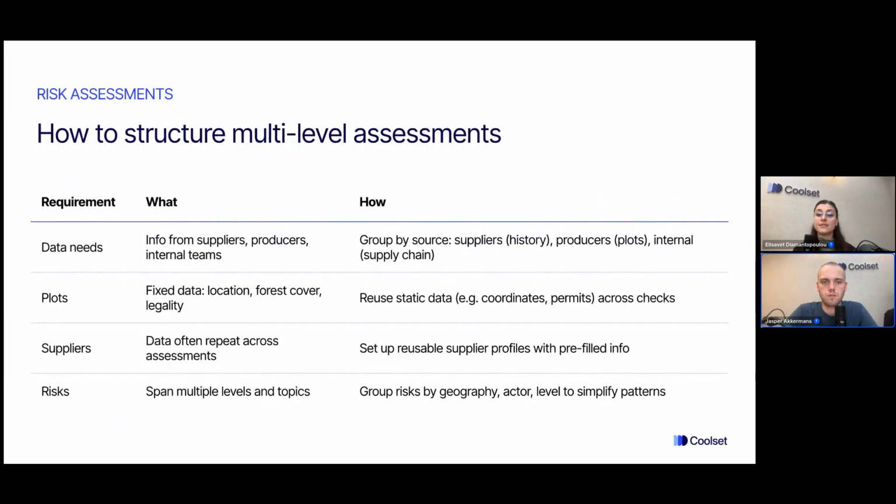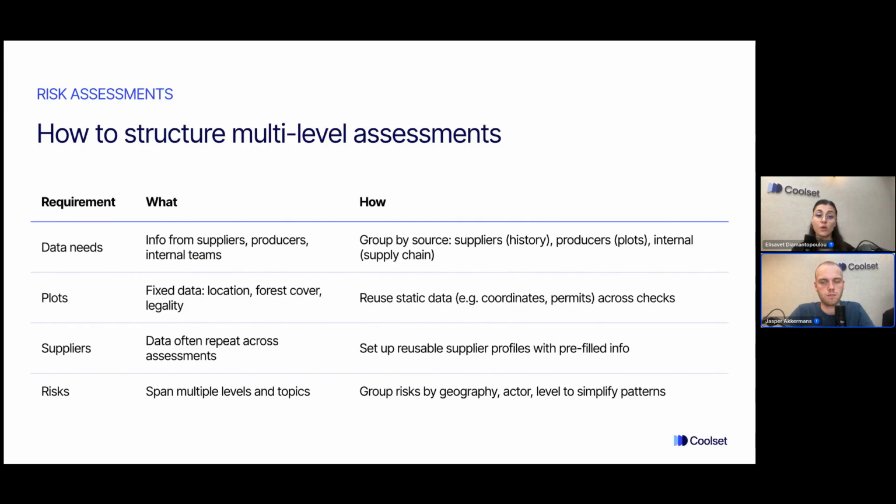Now, we did this overview of all the risks, and I think one thing that is very obvious is how complex the structure is, and that many times we have risks on a plot level, other times on supplier level, different risks, different contexts. So here is what we propose that you can do in order to structure your assessments in an efficient way. First of all, you have data needs, and the data needs usually refer to different actors like suppliers, producers, your internal teams. So we suggest that you group this by source. Then you can refer to each group of information instead of each individual data point every time.